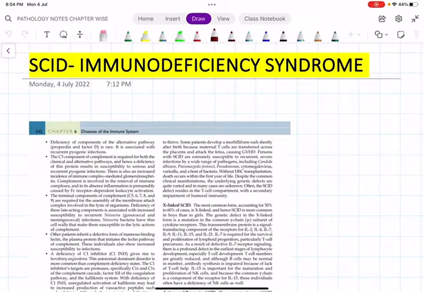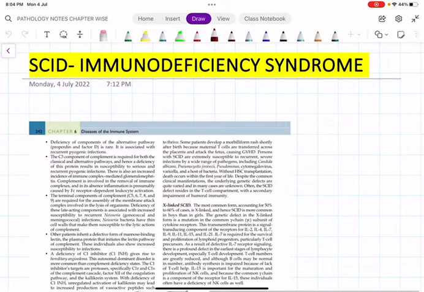Hello everyone. Now we are going to discuss one of the very important topics pertaining to pathology, and there are very high chances that they can ask this question in path. That's why I have thought of discussing this: severe combined immunodeficiency syndrome, also called SCID.